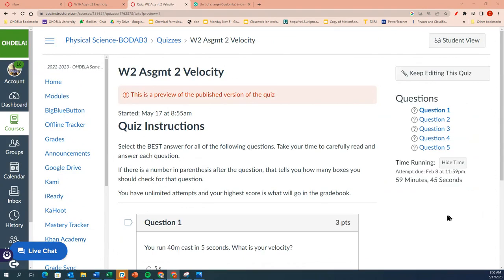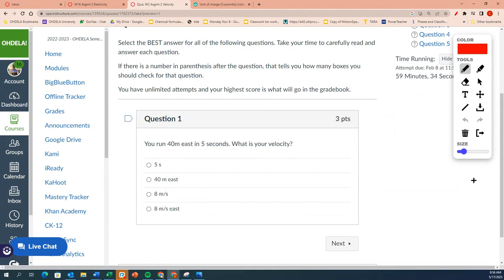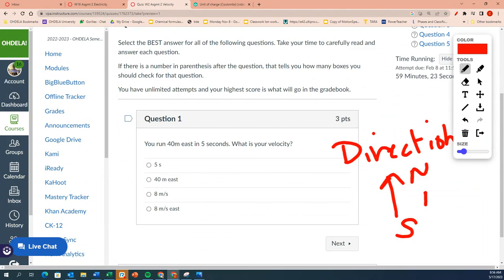Okay, so let's do W2 assignment 2 velocity. So now we're going to find the velocity. Remember, velocity has a direction. So if we have north, south, east, and west, it has to have some sort of direction, and then it's meters per second.